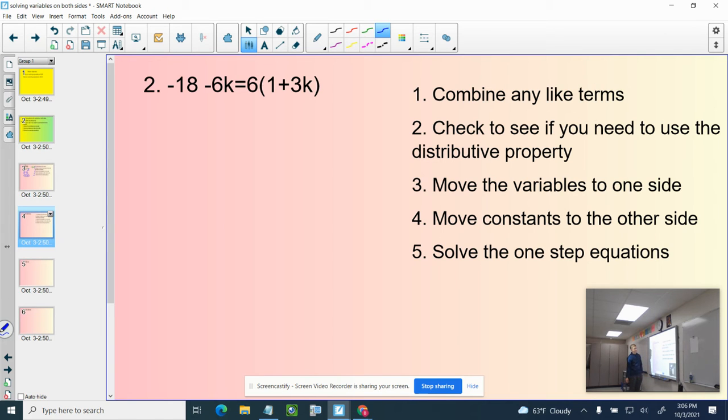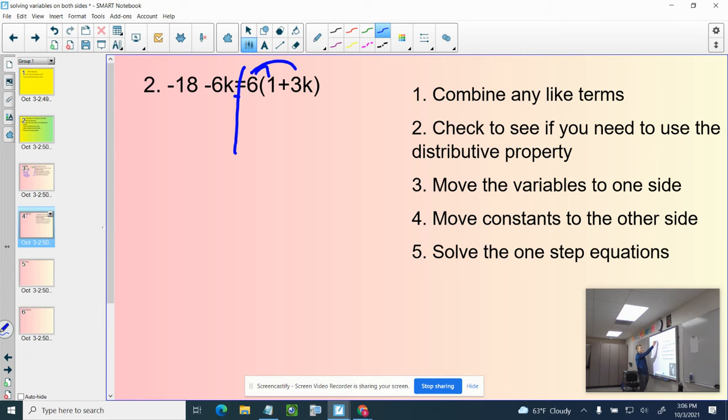Example 2. Now in this case, we have k on the left side of the equation. We have k on the right side. So we're going to have to do a little bit more work than we did in that last problem. Again, though, I start with step 1. It says combine any like terms. I have no like terms on the left side. I have no like terms on the right side. Now I'm going to check to see if I need to use the distributive property. I do on the right side of the equation.